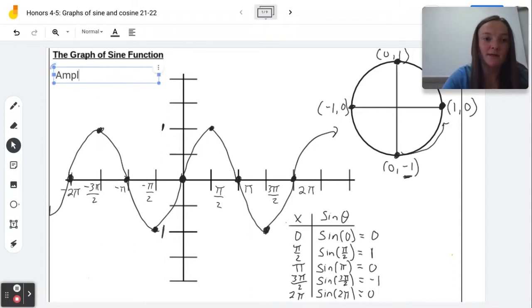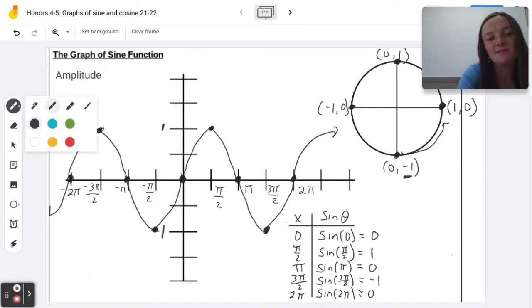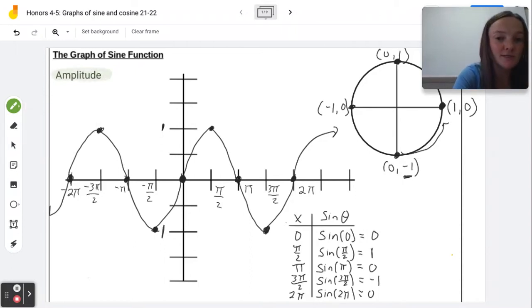So something called the amplitude. The amplitude of the graph basically tells you how high the graph is. Before I give you a formal definition, I'm just going to show you what the amplitude is. The amplitude is the distance from the middle of the graph. In fact, let's give one more definition.